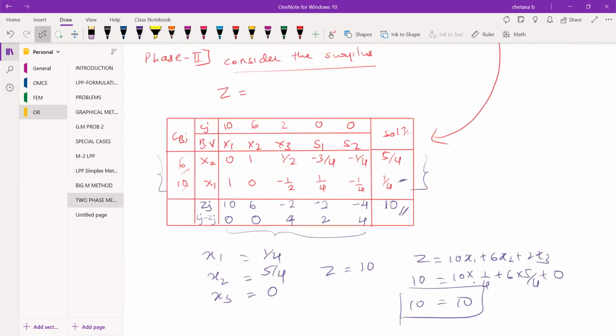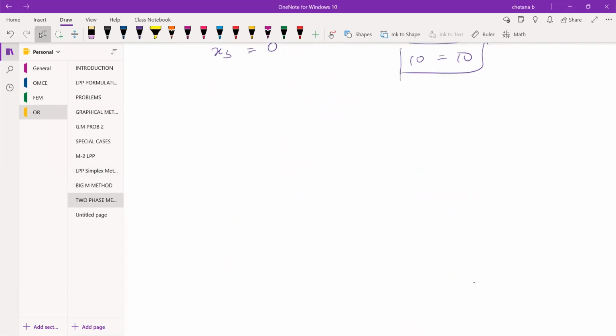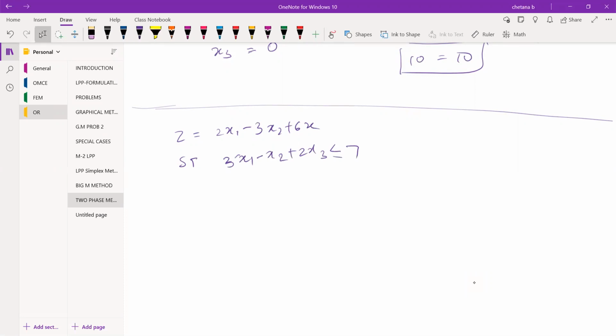Okay, so this is two phase. Okay, so last point here, for example, if z is 2x1 minus 3x2 plus 6x3 subjected to 3x1 minus x2 plus 2x3 less than or equal to 7, 2x1 plus 4x2 greater than or equal to minus 12, minus 4x1 plus 3x2 plus 8x3 less than or equal to 10.